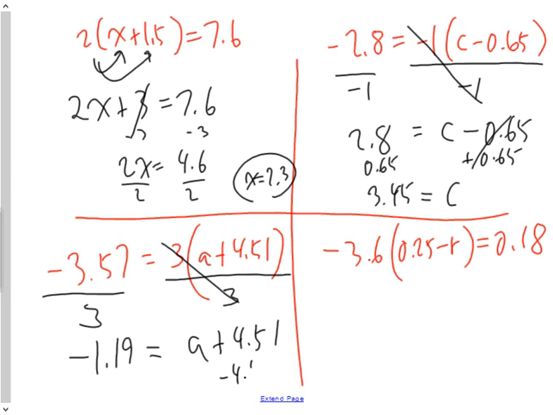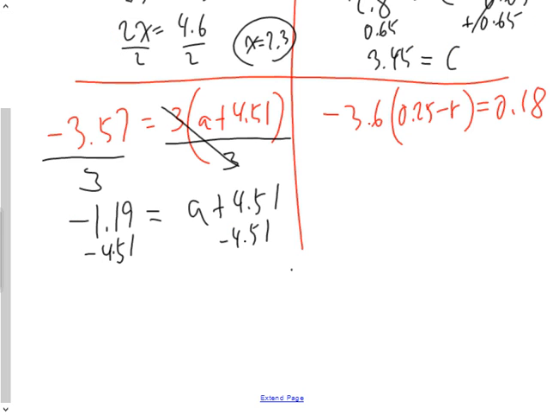Subtract 4.51, or subtract $4.51 to a debt of already, that is going to be 5.70. Negative 5.7 equals A.